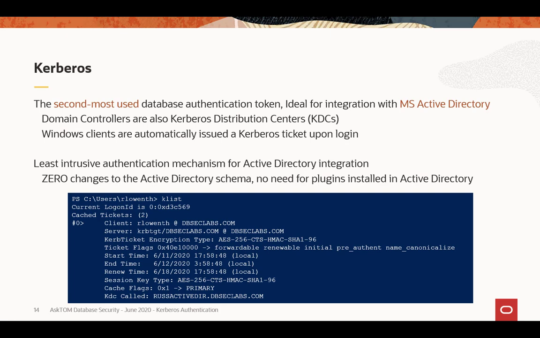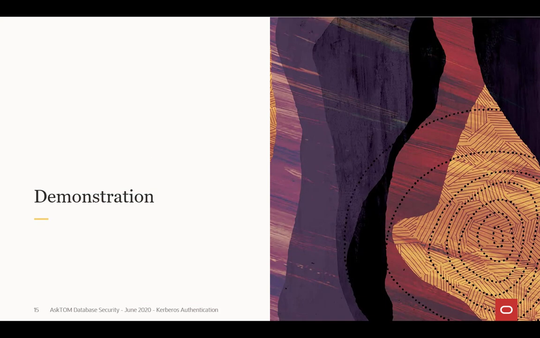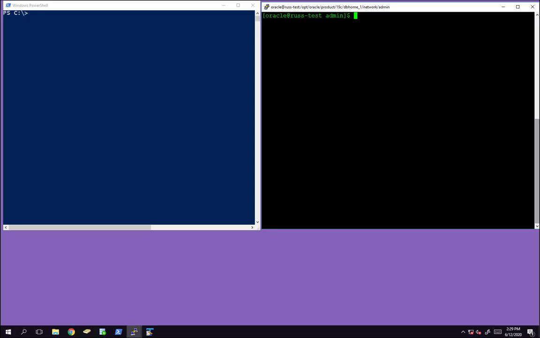What you'll see here is an example of a Kerberos ticket that was retrieved upon login to a Windows client. As soon as I log in to any Windows client that's a member of a domain, I get my Kerberos ticket and I'm now ready to begin talking to Kerberos services. So let's go ahead and look at Kerberos, and we're going to do a quick demonstration. And when that's done, we'll dig more into implementation of Kerberos.